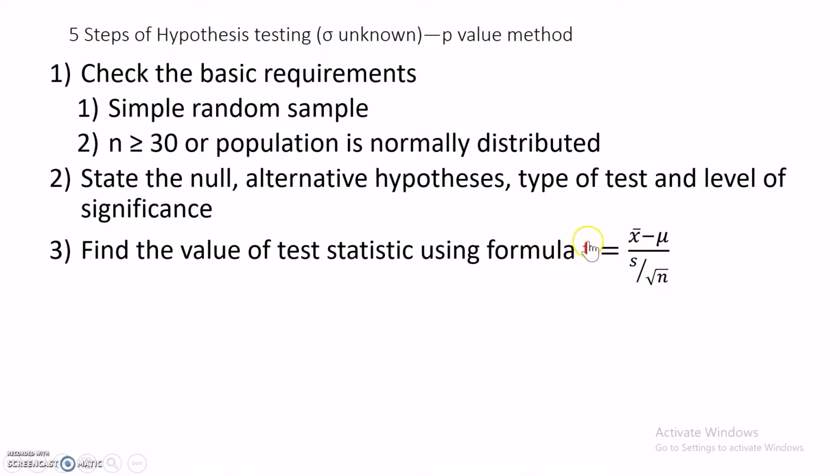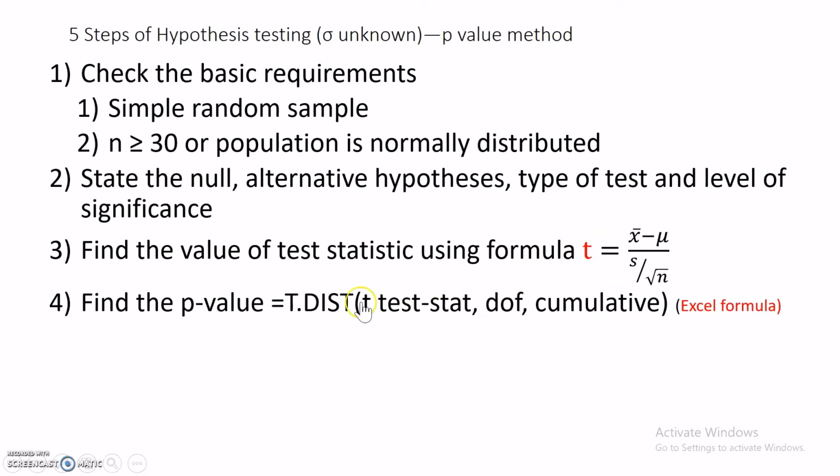This I already told you. In the next step, what we do, we find the p-value, right? We find the p-value and we use the Excel formula T.DIST, and we provide the t-test statistic, which we have calculated from here. We provide the degrees of freedom, and recall the degrees of freedom is always equal to sample size minus 1, and we provide a Boolean variable.